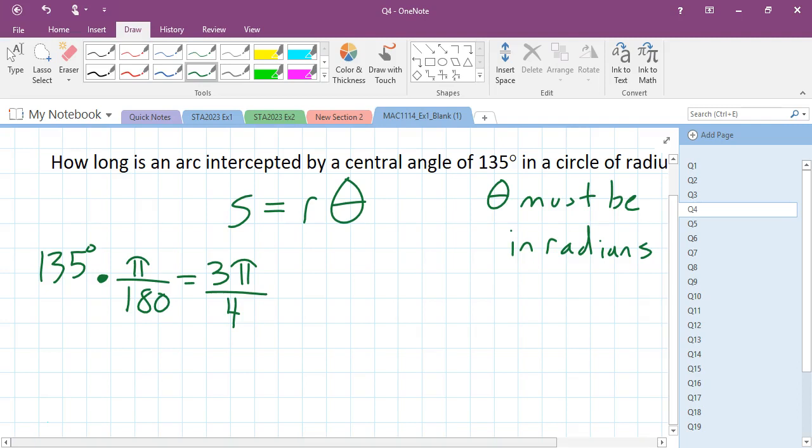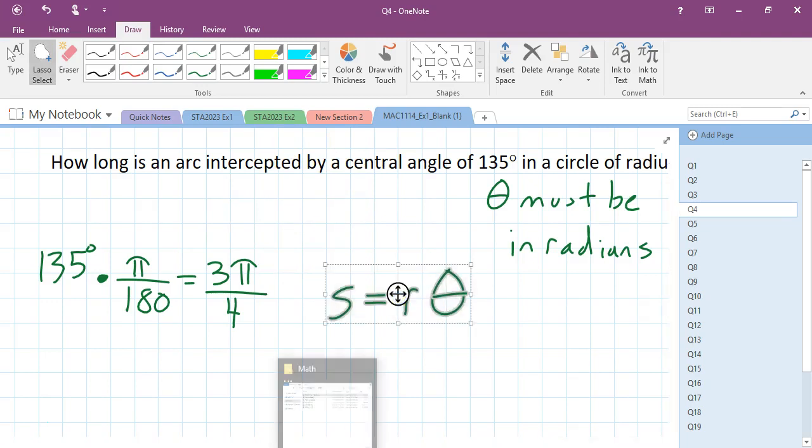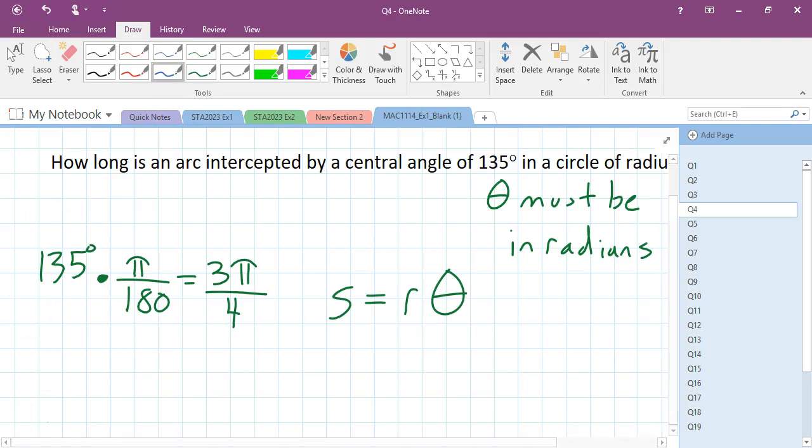That's our theta. So now we can plug into our little equation right here, which I'm going to move right down there, and we can figure everything out. So what was our radius? 16.47. Okay, and we're going to multiply that by 3 pi over 4.